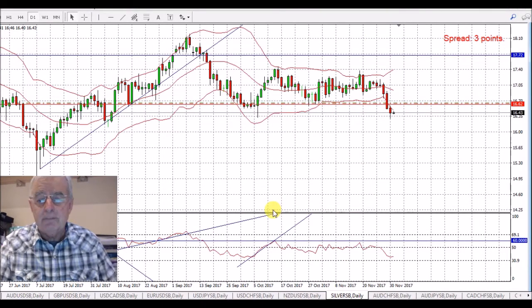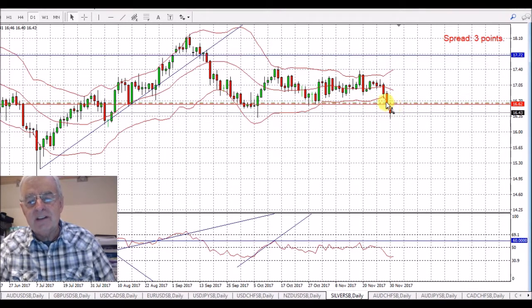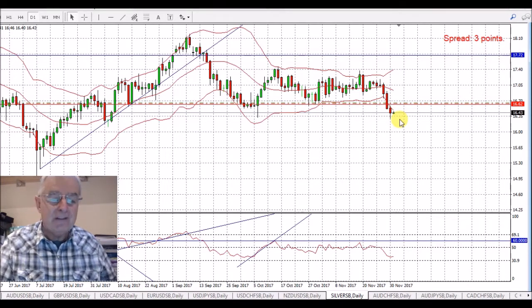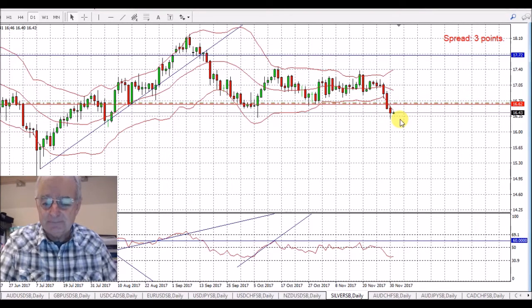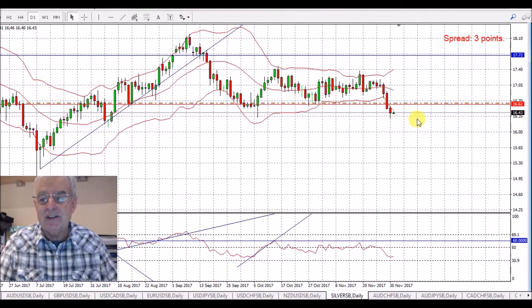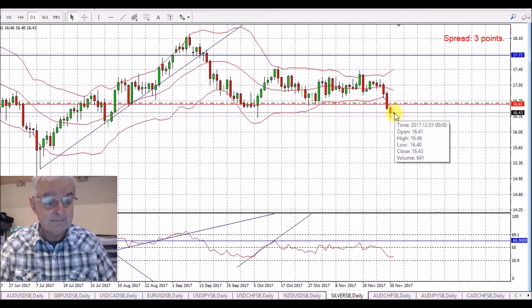Silver. I've got knocked out of my second trade at a profit. It's doing quite nicely. It's fallen over the last 3 days. I'm looking for more weakness. We're obviously looking for confirmation from the Commitment of Traders. We'll see how that goes tonight, but hopefully this is going to be a nice trade to the downside for me.